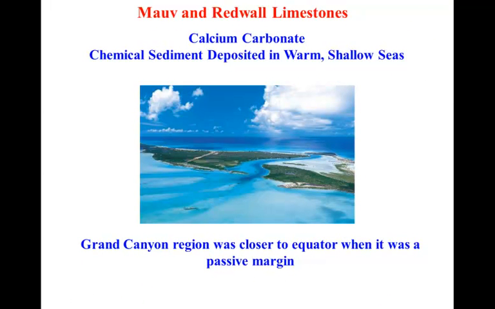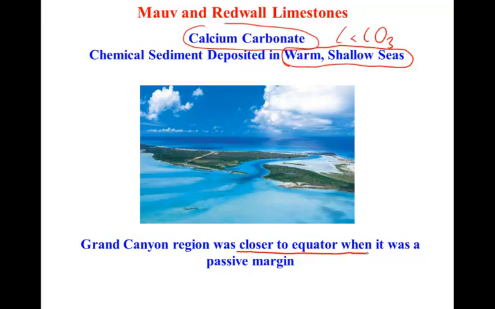The next layers to be deposited are the Mauv and Redwall limestones. Limestone is a chemical sediment made of the mineral calcite, calcium carbonate. In what environment does calcium carbonate get deposited? Well, it deposits in warmer, subtropical water. So the presence of limestone layers in the Grand Canyon region is telling us that at the time those limestone layers were formed, this area was closer to the equator than it is today.